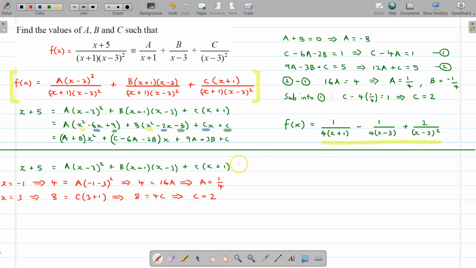Okay, but this method is called, well, I don't know what it's called, a substitution method, I suppose. But it leads to the same result that we had earlier. So using either of those methods, just be careful with your algebra, and I hope that was helpful.